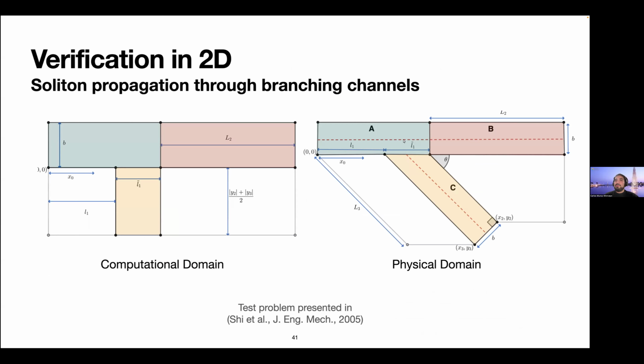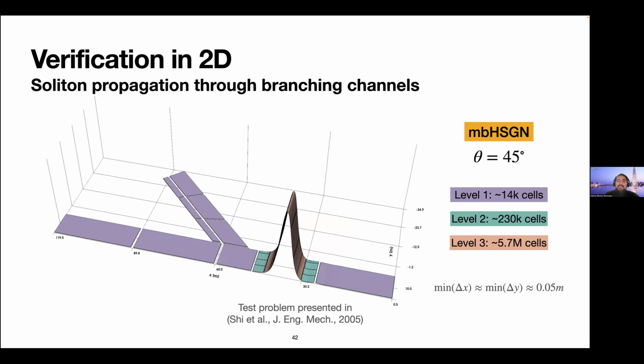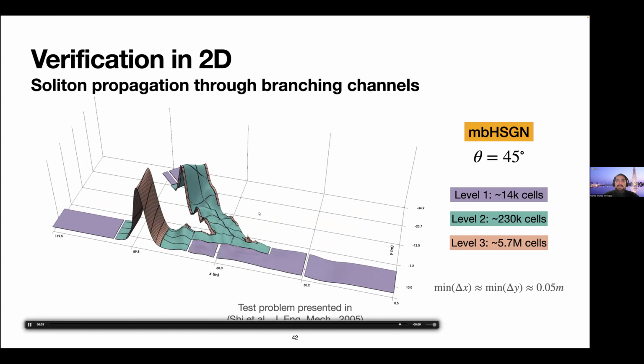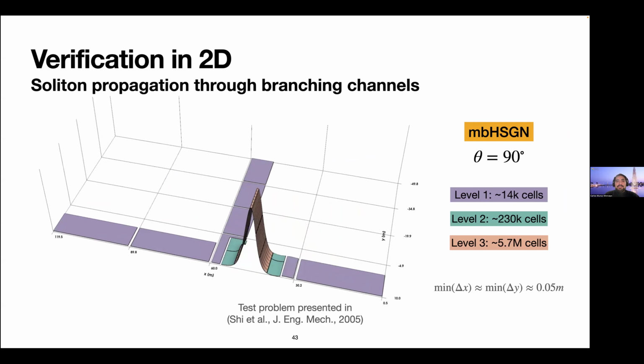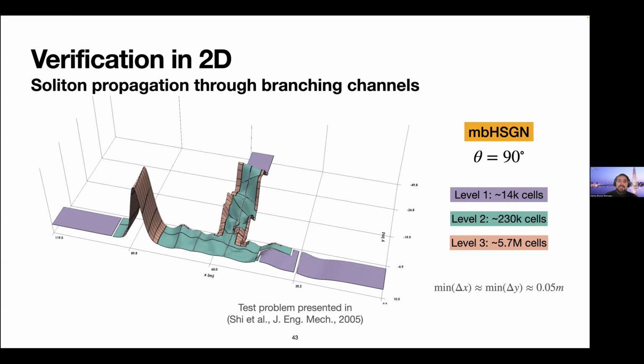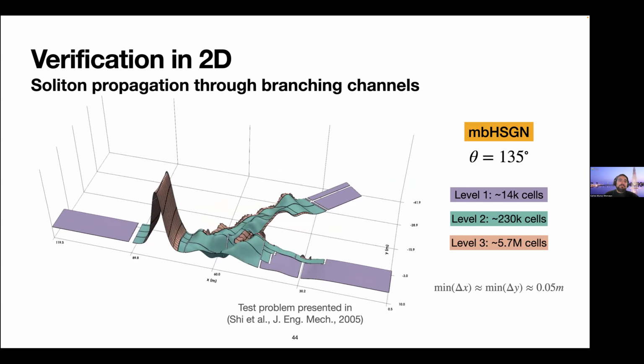The soliton comes through section A and splits into B and C. We consider different angles, and the advantage of having a mapped grid is that we can have inclusions that are perfectly aligned with the grid lines. We try this one with 90 degrees. This 90 degrees one could have been done without a mapped grid, but still. And this is one with 135 degrees.